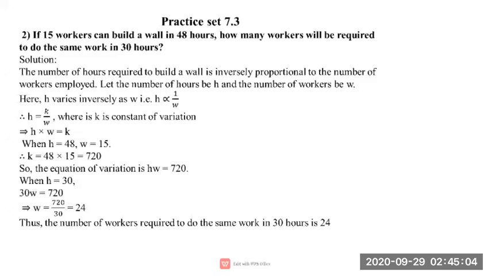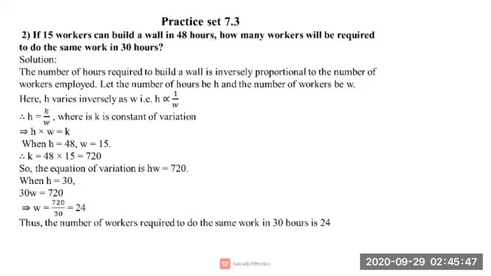If 15 workers can build a wall in 48 hours, how many workers will be required to do the same work in 30 hours? There are 15 workers, they are doing the work in how many hours? 48 hours. Now they have asked you how many workers will do the same work in 30 hours.